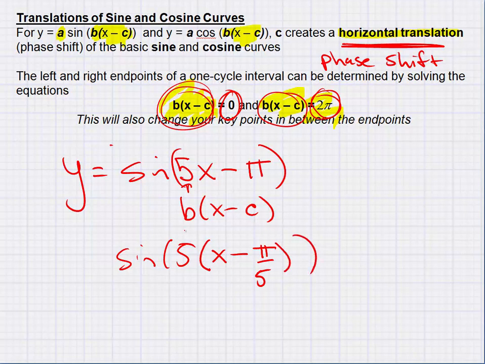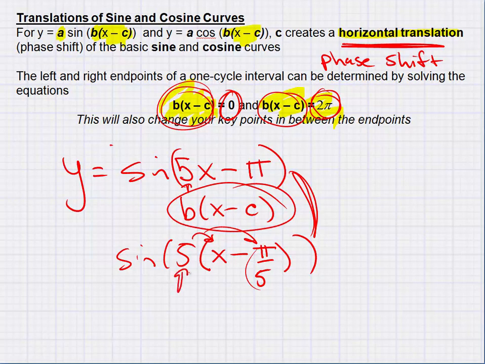Now what that is, if I multiply the 5 back in, I would get 5x, and if I multiply 5 times this, the 5 and the 5 will cancel, and I'll just get pi. So these are the same, but looking at it like this, it's in the form that I want, and I see, okay, this number is going to affect my period. Now remember, this number is not the period, but this number helps you get the period.